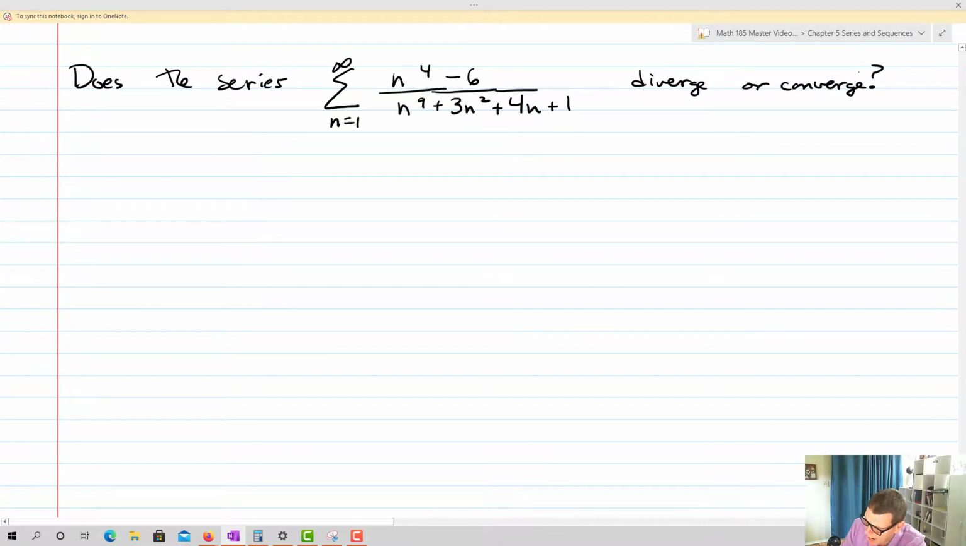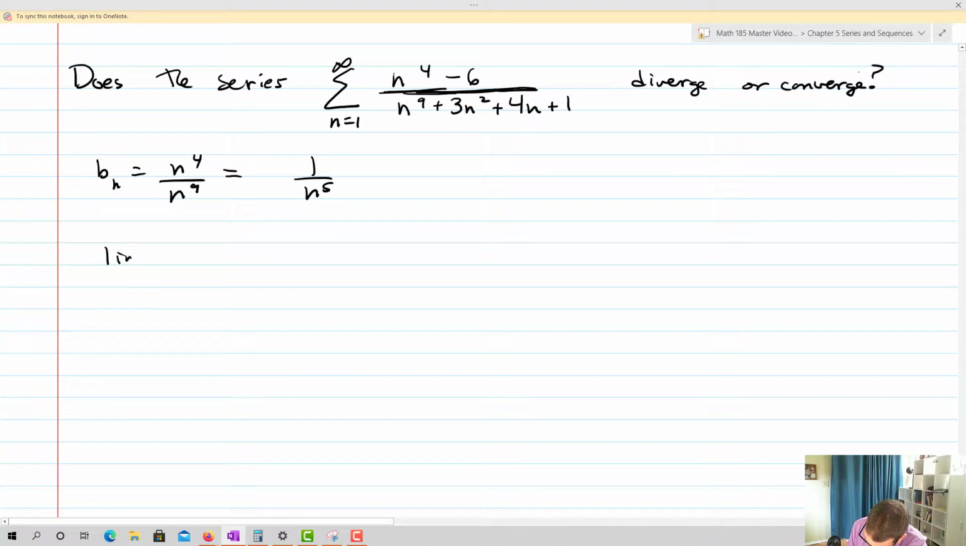Let's utilize our basic principle that we've been using. We'll take the dominant parts of the top and the bottom. So I'm going to let my b sub n equal n to the 4th over n to the 9th, which equals 1 over n to the 5th. And what I know is that the series with 1 over n to the 5th is a p series that's going to converge. So what I really want is to see if I'm going to get a convergent series here. So I'm going to find the limit. That's what I'm going to do.